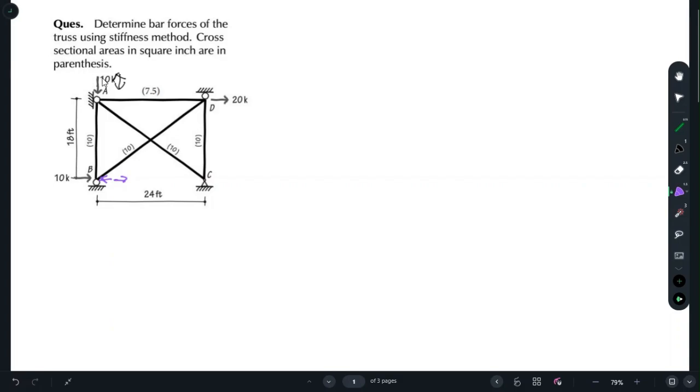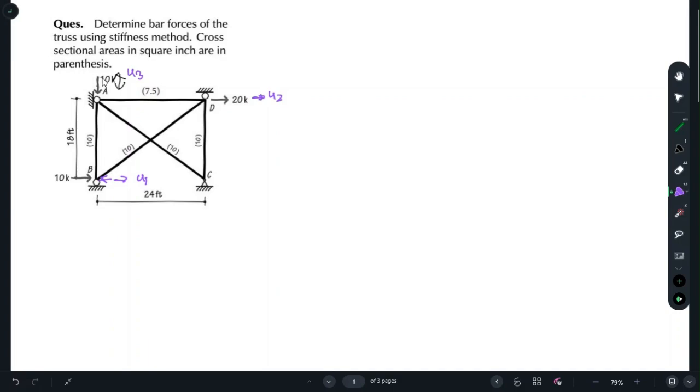At point C, it has a pin joint, so there won't be any lateral or vertical movement. At point D, it can have a lateral movement. So it has three degrees of freedom. Let's name them. Let's call the movement at point B, E1. And at point D, let's call the lateral movement E2. And at point A, let's call the vertical movement U3.